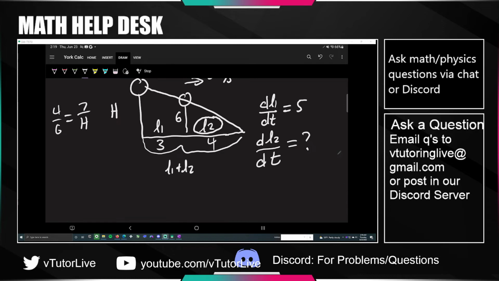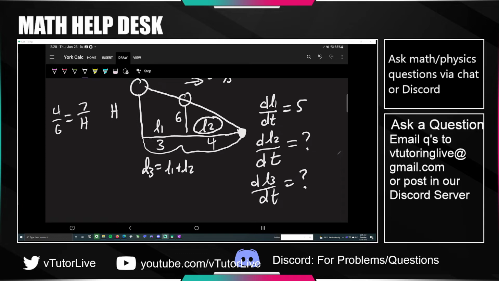And finally, the derivative of L1 plus L2, let's define that as L3. The derivative of the sum with respect to time is saying how much this total distance L3 is changing with respect to time. That's basically the exact same thing as how fast the tip of the shadow is moving with respect to time, right? So dL3 over dt is essentially the last thing that we're trying to find.